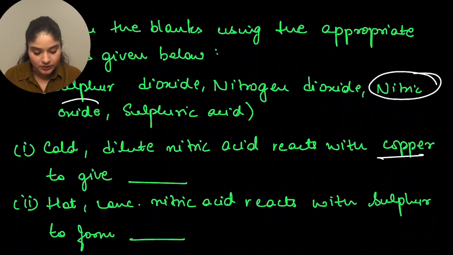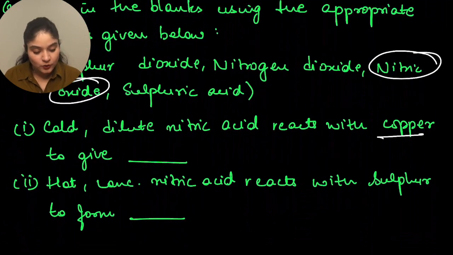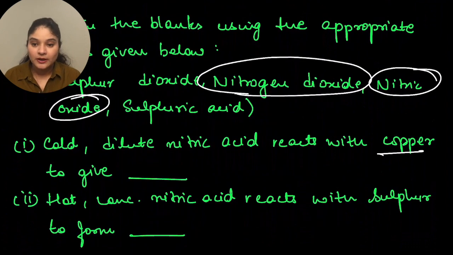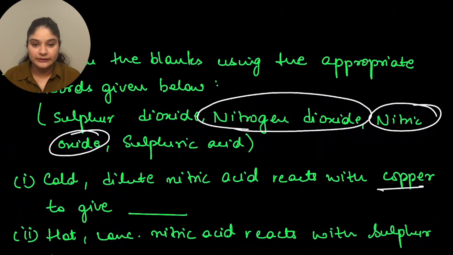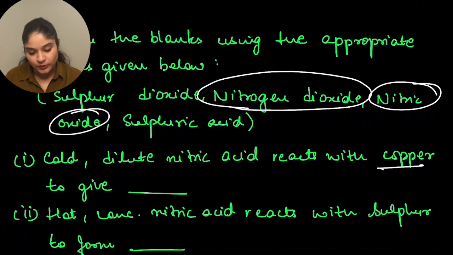So this answer is done. Hot concentrated nitric acid reacts with sulfur to form nitrogen dioxide. We just did that also. So that is the answer for this. Now let's move to the next one.